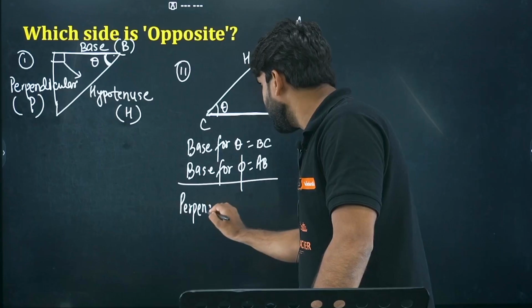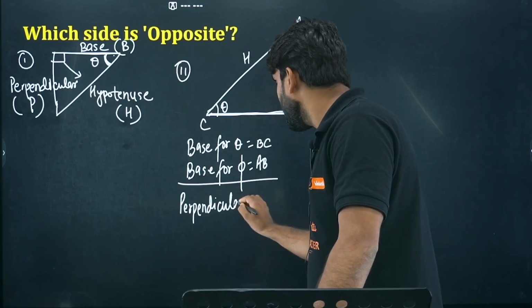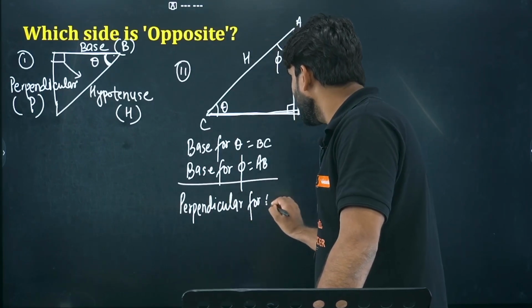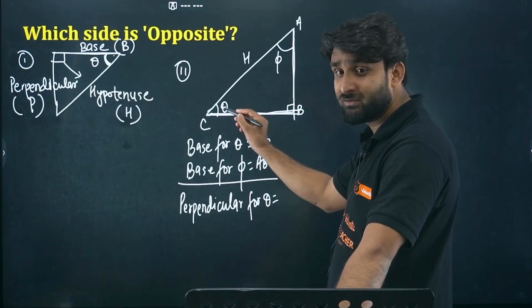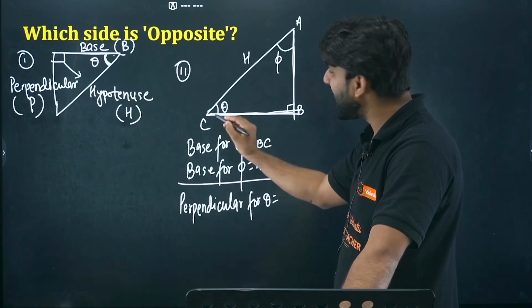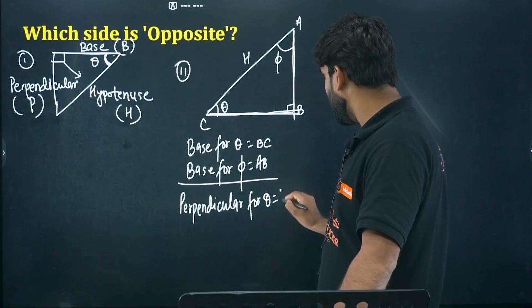Now, perpendicular for theta. So what will be perpendicular for theta? Theta is here. So for theta, this is base, this is hypotenuse. So the remaining side will be perpendicular, AB.